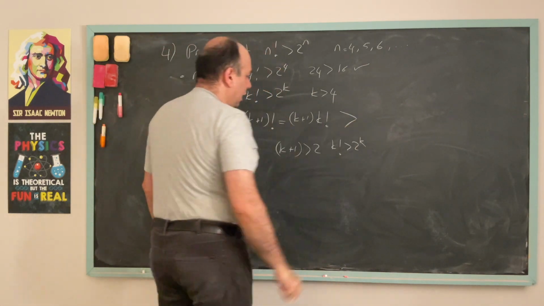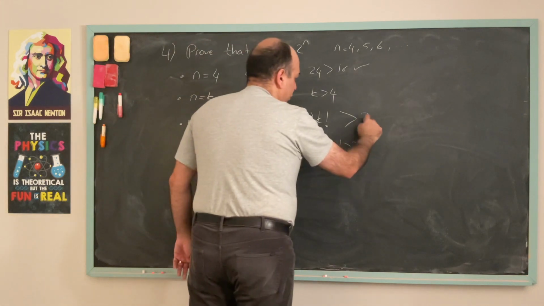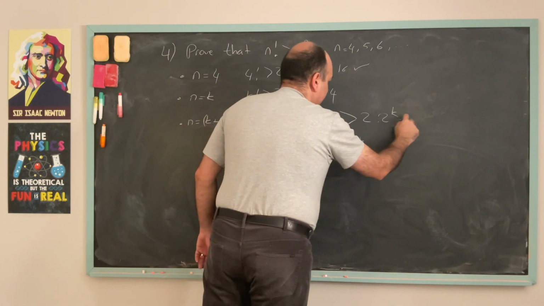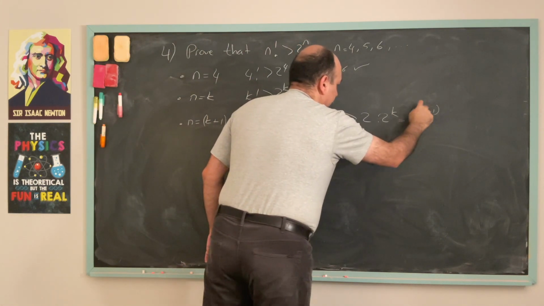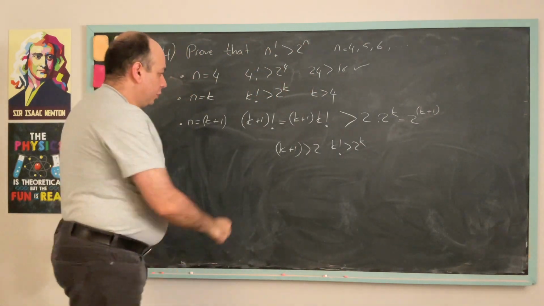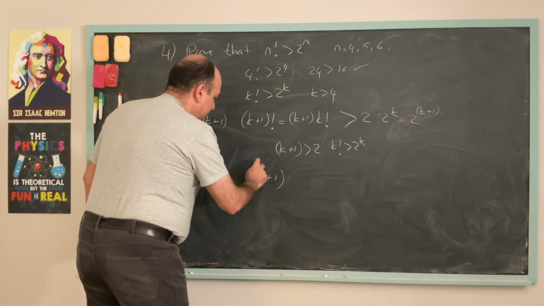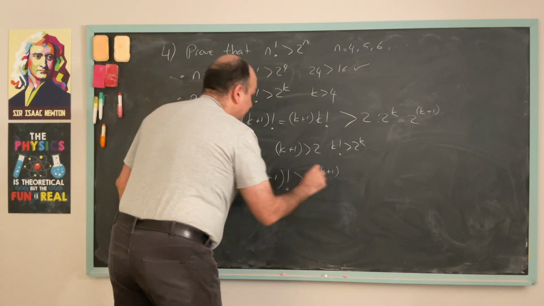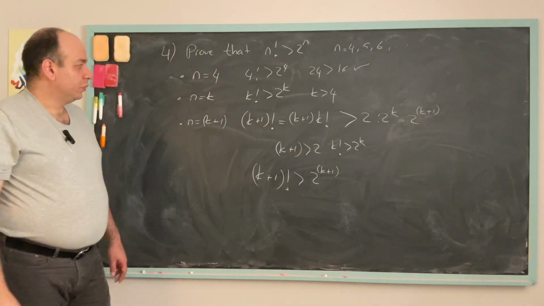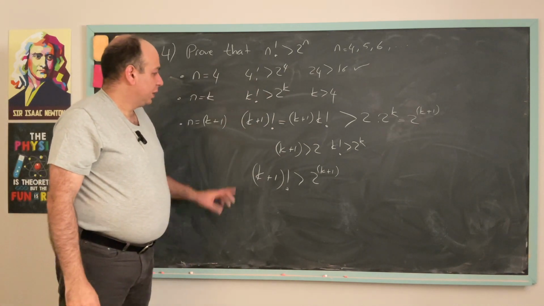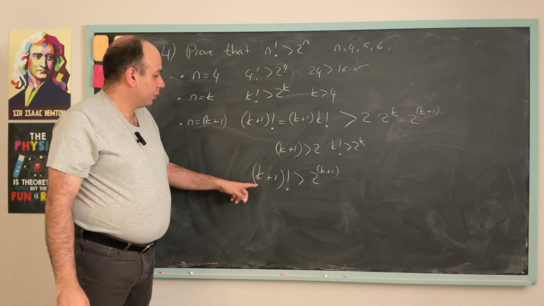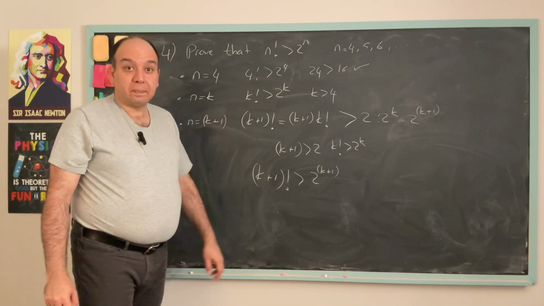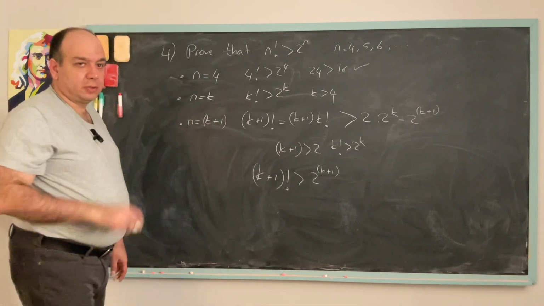So this thing is obviously larger than 2 times 2 to the k, which is equal to 2 to the k plus 1. So we conclude that (k plus 1) factorial is also larger than 2 to the k plus 1. So this completes the proof. Based on this assumption, we show that this is also true for the k plus first term. Okay? So let's move on to the next question.